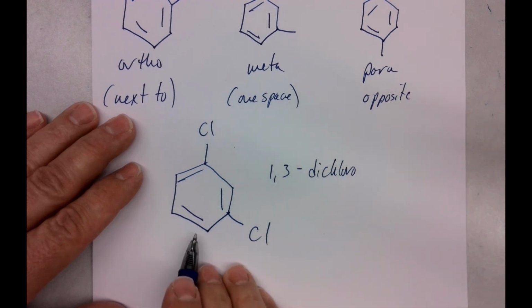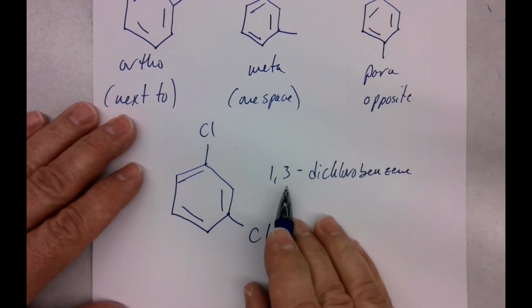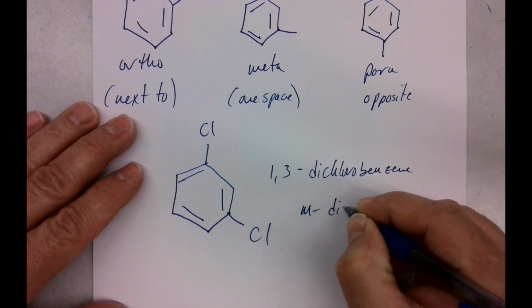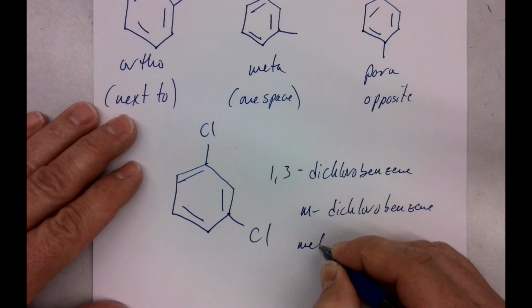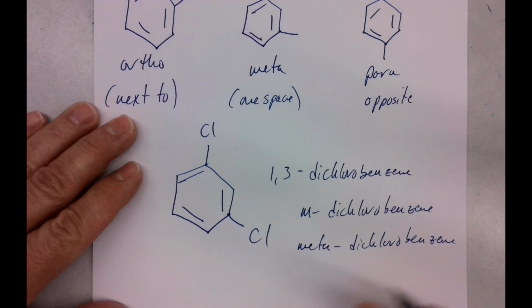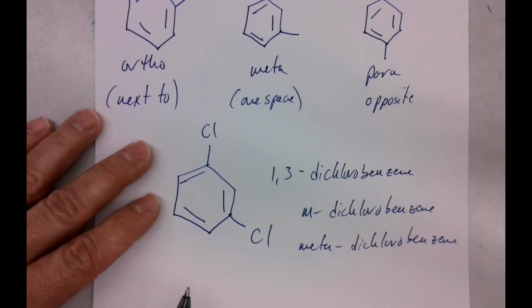Now, what is this? Yeah, it's benzene. Well, instead of it being 1,3-dichlorobenzene, they would call this m-dichlorobenzene. Or they will literally write meta-dichlorobenzene. And all three of them are technically correct. Okay? So, I know there's questions on the test. You just need to know. Just a different way of doing the same thing.